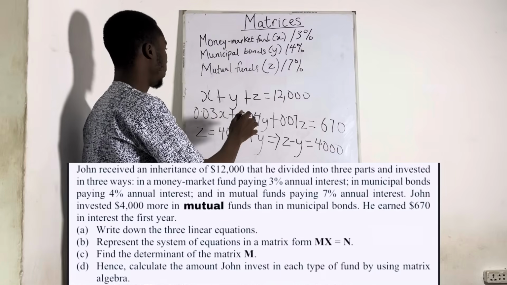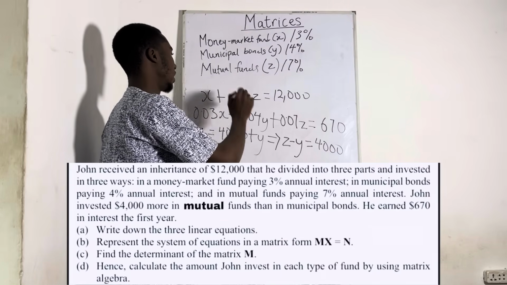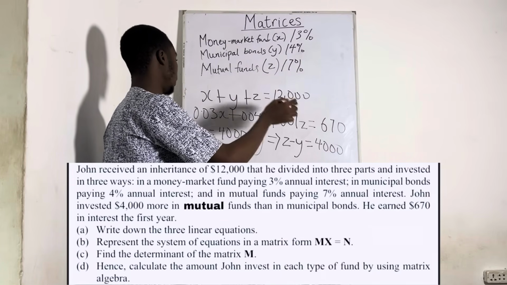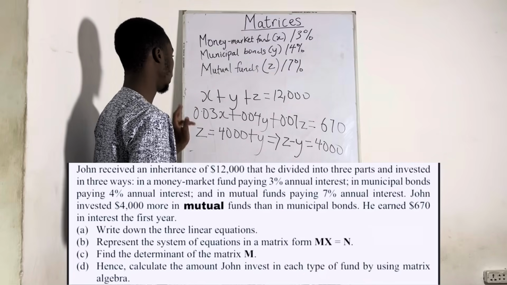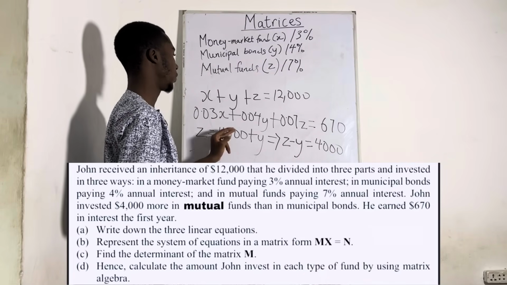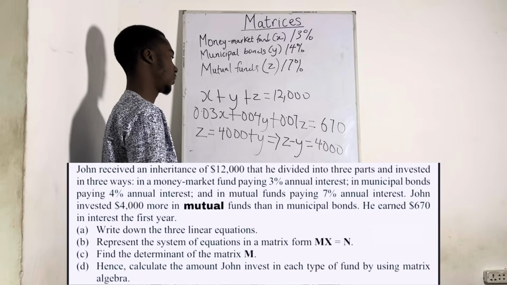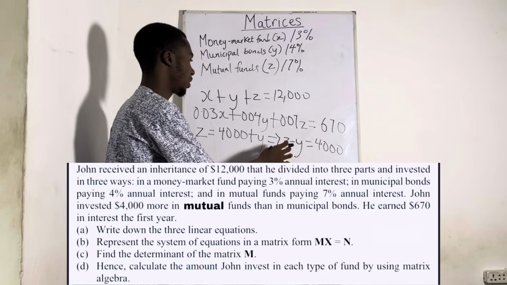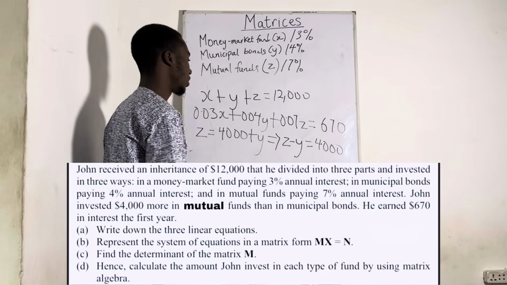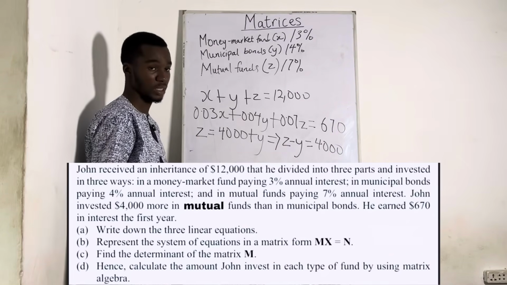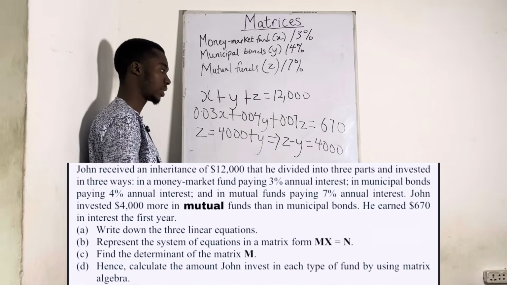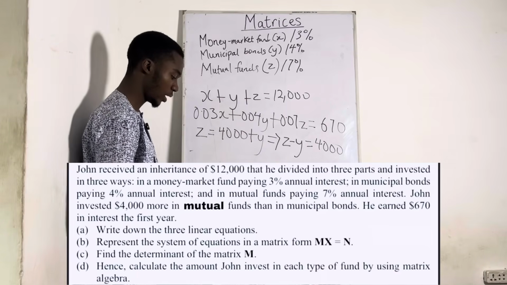So our first linear equation is X plus Y plus Z is equal to 12,000. Then the second one, which is 0.03x plus 0.04y plus 0.07z is equal to 670. Then the last one, which is Z minus Y is equal to 4,000, or Z is equal to 4,000 plus Y. When you do a change of subject, that becomes our third equation. So you're done with A.